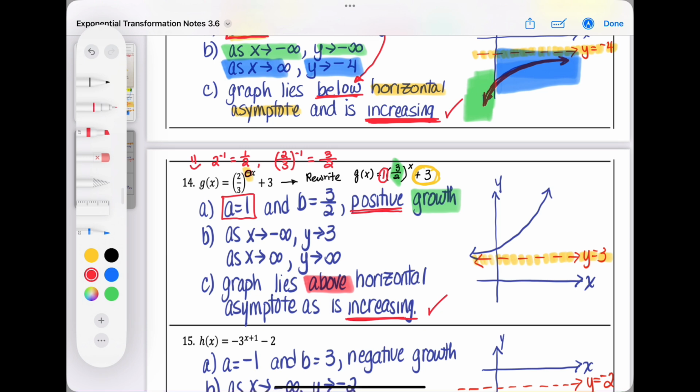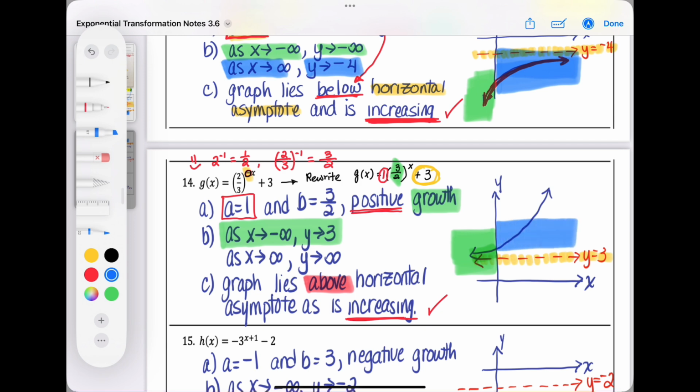Can I tell you something about my end behavior? To the left, to the right. So what you see is what you got. To the left, what do you see in my picture? To the left, when x gets more and more negative, infinity, my graph is getting closer and closer to 3, my horizontal asymptote. Good. What about the end behavior to the right?